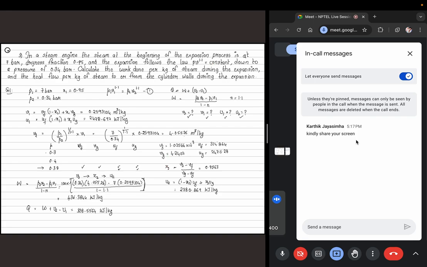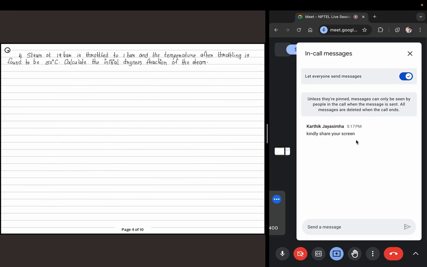Now that we know the process, from there we calculated V2 and we used the final pressure to determine the value of vapor fraction, from which we calculated the final internal energy. I hope this is clear. Yeah, I guess there are no questions, so we move on to the next problem.